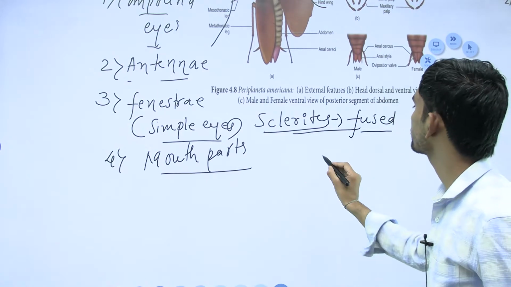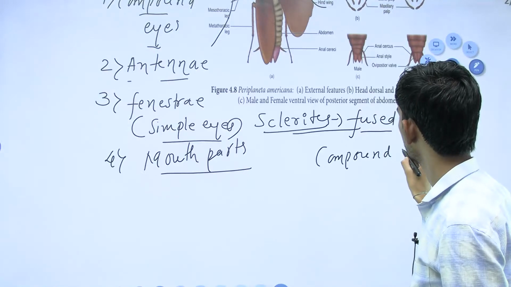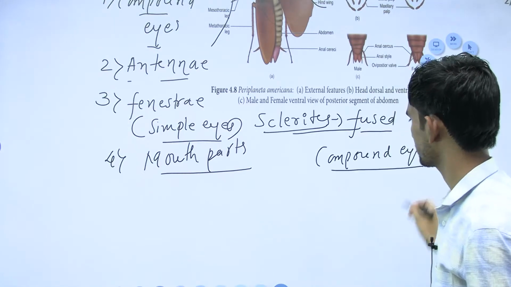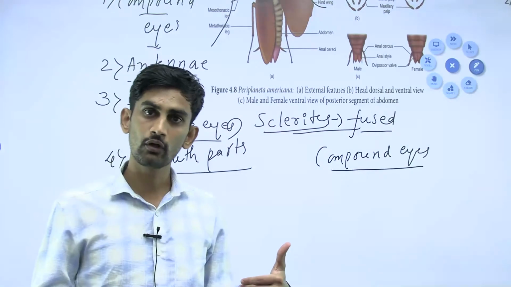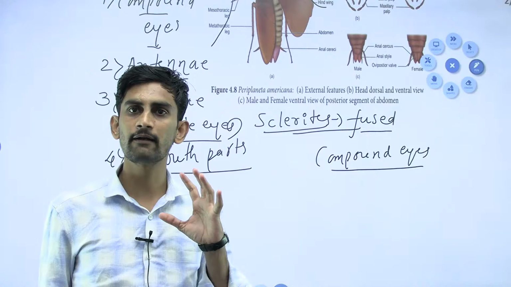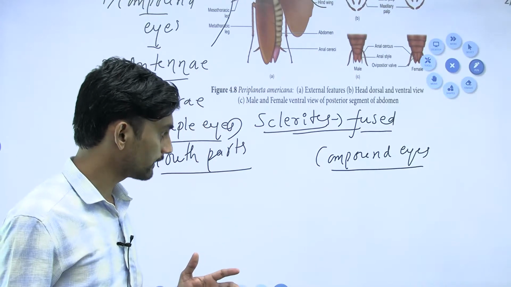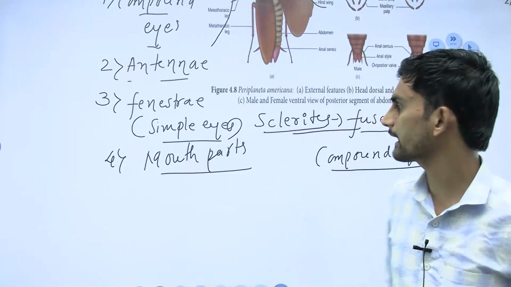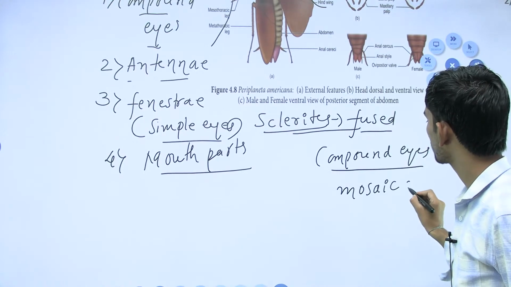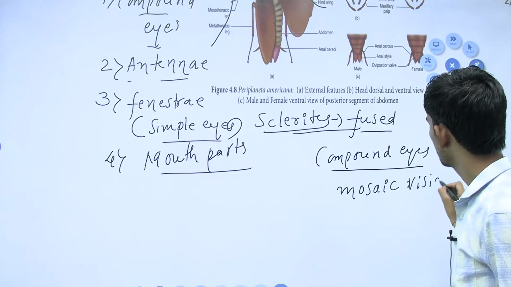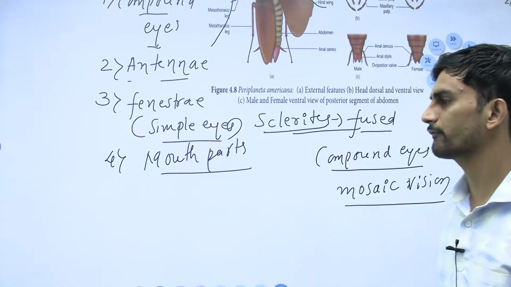First we'll start with number one, compound eyes. On what basis are we calling them compound eyes? Other types of animals, including humans, have normal binocular vision. But these animals exhibit a special type of vision that we call mosaic vision. Underline this word, mosaic vision. You will ask, sir, what is meant by mosaic vision? Later we'll discuss that.